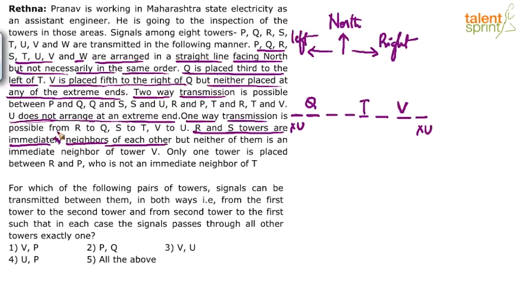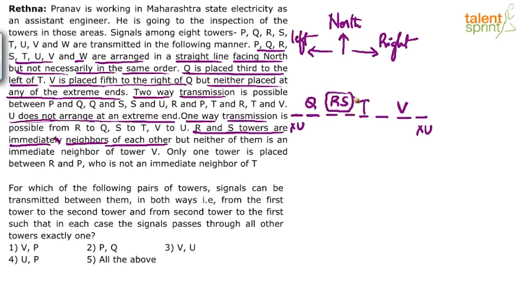Now try to understand. For R and S to be immediate neighbors, they should be in 2 consecutive positions. R and S both have to be in 2 consecutive positions, right? So the only pair of consecutive positions available here is this. Yes or no? All the other positions will be alternate, as in not consecutive, right? R and S have to be consecutive neighbors, immediate neighbors. So they have to sit in two consecutive positions. So the only possibility is R and S both come here.